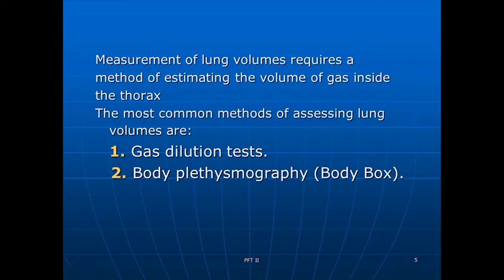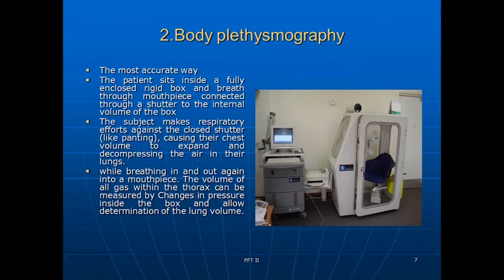There are 2 ways to measure lung volumes and capacities. The first type is more of an archaic type. They really don't use this anymore. They look at gas dilutional tests. The most common thing is they use a body plethysmograph or a body box. So this is what a body plethysmograph looks like, and you can see this is part of the pulmonary function testing in the Pulmonary Function Testing Center.